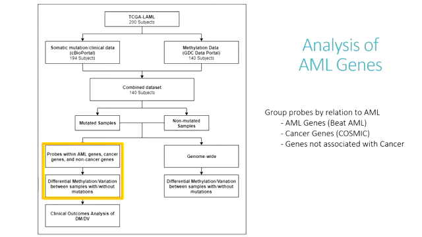All of the probes, which after cleaning ends up to be just under half, so around 200,000 probes, will be grouped, or rather annotated, by which of these categories they fit into. The AML genes are going to be based off of a subset that Beat AML has already curated. Cancer genes coming from COSMIC, and then genes not associated with cancer.